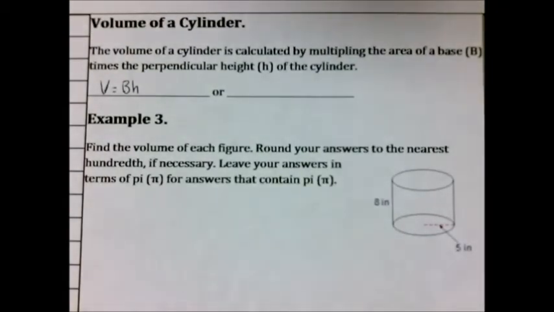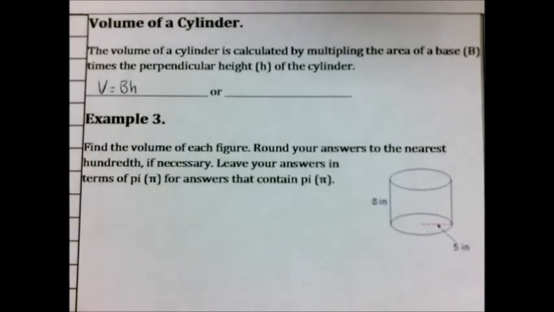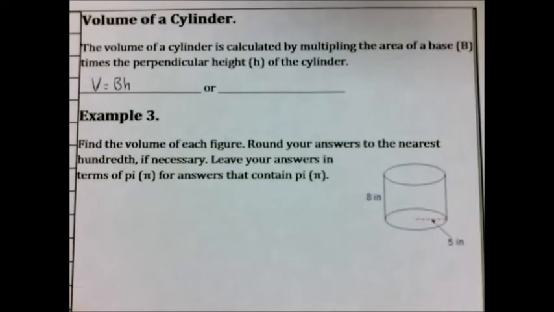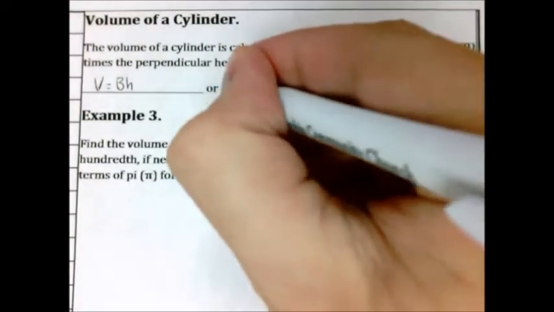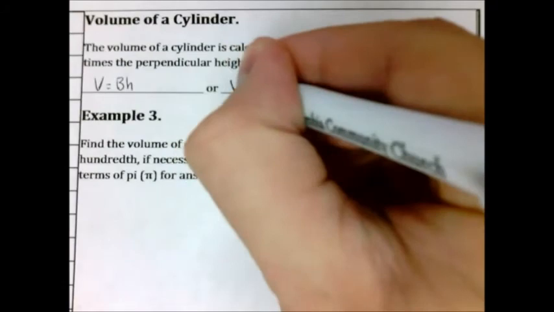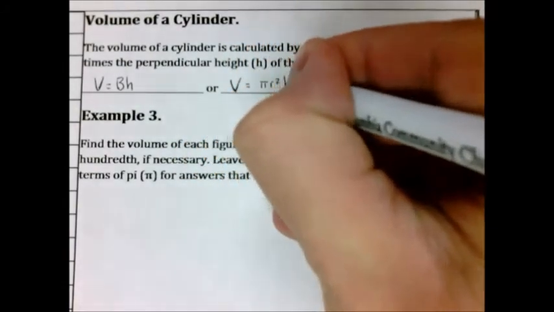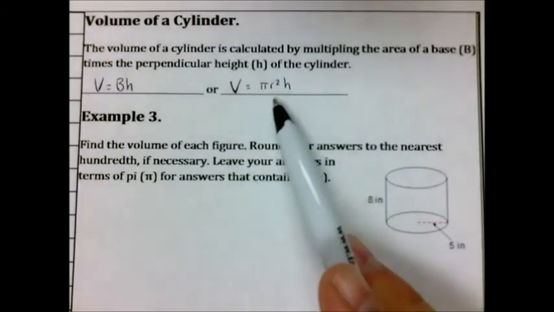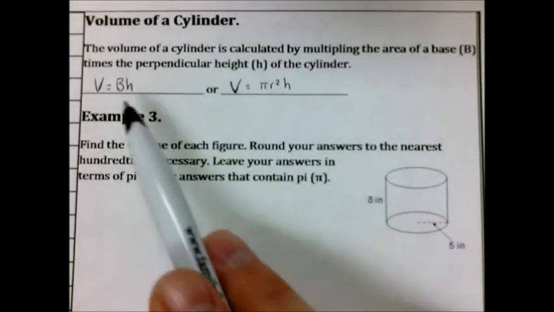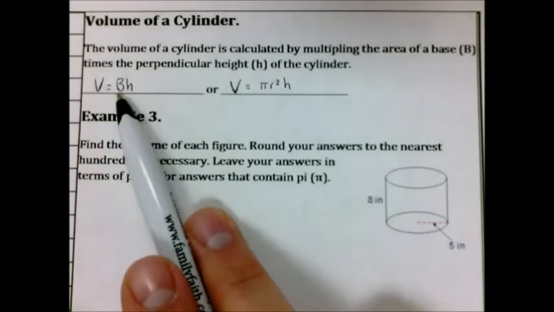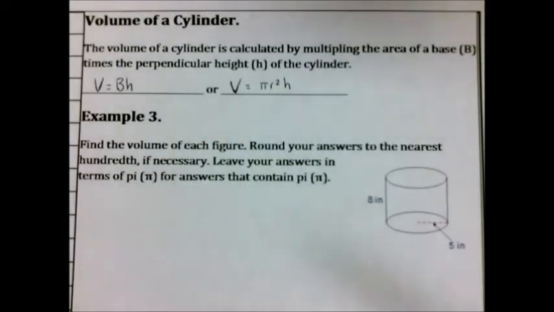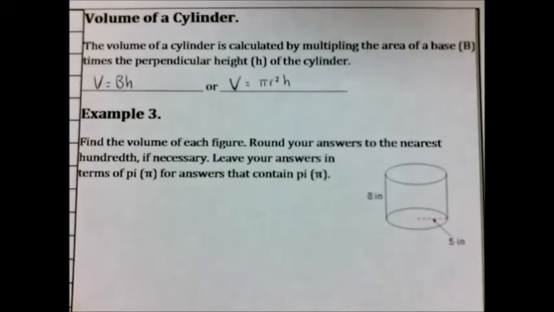The only difference, though, is that we can break this down a little bit easier, right? Because every single cylinder has a base of a circle, and so instead of using B times H, we could write volume as pi r squared times H. And the reason why we can do that is because pi r squared is the area of the base. That's the formula for the area of a circle.